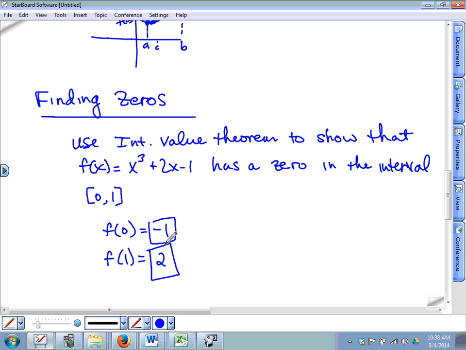0 is a negative number, right? So that means it's below the x-axis. You follow me? But f of 1 was a positive number, so all of a sudden now the graph is above the x-axis. It was below here, it was above here, so what had to happen? It had to cross through. And where does it cross through? Somewhere between 0 and 1.